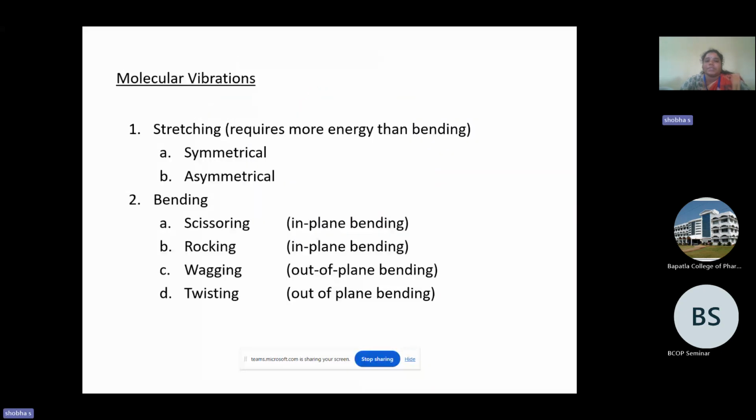In stretching, we have symmetrical as well as asymmetrical stretch, which we did earlier. And in bending vibrations, we see how the atoms move in plane, and whether the bond angle stays the same or not. In bending, again, we have in-plane and out-of-plane. In-plane bending has scissoring and rocking. Out-of-plane bending has wagging and twisting.